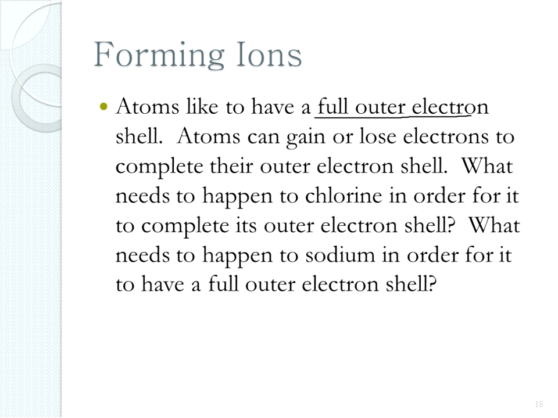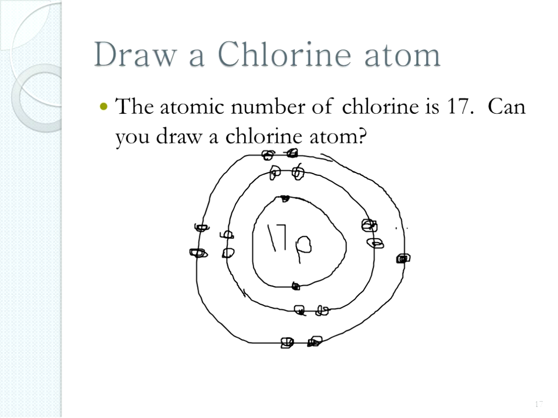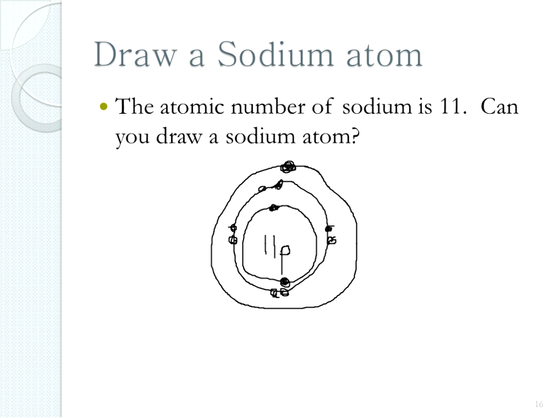Atoms like to have a full outer electron shell. Atoms can gain or lose electrons to complete their outer electron shell. So what needs to happen to chlorine in order for it to complete its outer electron shell? It only needs one more electron. What needs to happen to sodium for it to have a completed outer electron shell? Wouldn't it be nice if we could just take off this one electron from this outer electron shell and just erase this whole shell? Then there would be a full or completed electron shell.